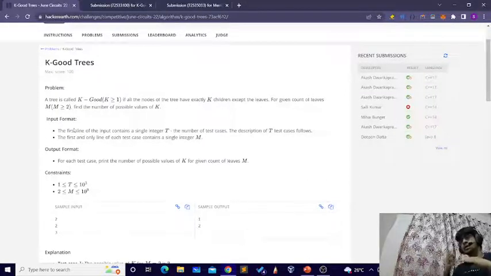A tree is called K good if all the nodes of the tree have exactly K children except the leaves, for a given count of leaves. So they'll be giving you the count of leaves, and the tree is actually a K-ary tree. As you can see, every node has exactly K children, and they'll be giving you the leaves and you have to answer all the possible values of k. So I'll just explain with a small example what they mean by this.